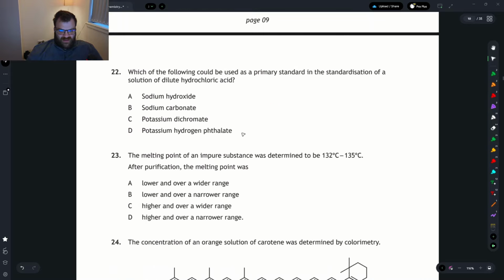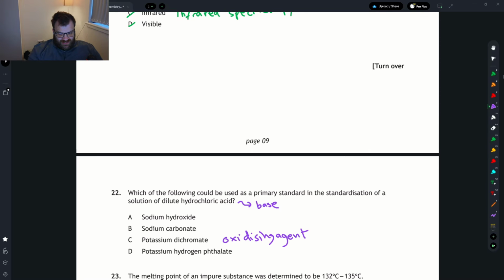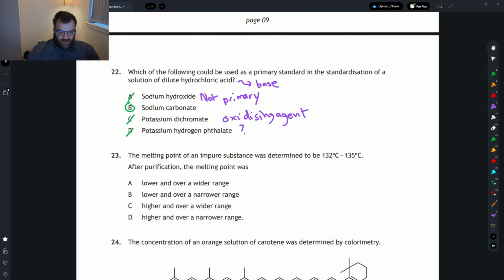Next one, a primary standard. We would be looking for a base. Potassium dichromate, oxidizing agent. I won't lie, I've got no idea. Potassium hydrogen phthalate, no idea. Sodium hydroxide then is not a primary standard. It's got too small a GFM, it absorbs water. It's not suitable for this use, whereas the sodium carbonate would be the correct answer in this question to be able to make that work. I'm not sure exactly why the last one's ruled out, but B would be my correct answer.